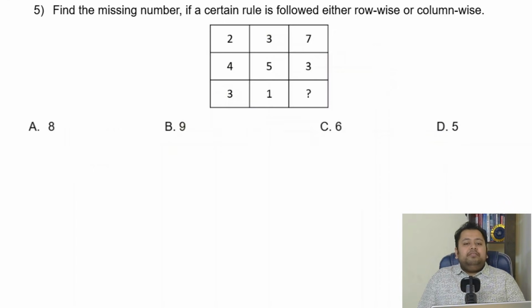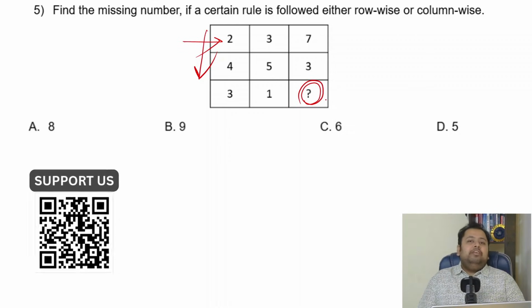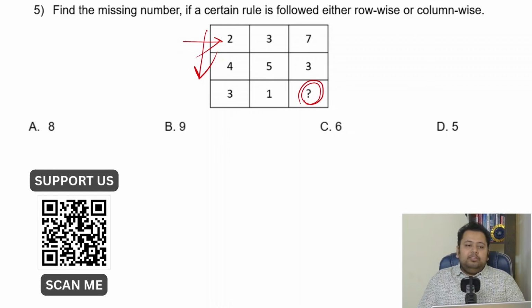Find the missing number if a certain rule is being followed either row wise or column wise. So either row wise or column wise, some rule is being followed. You have to find out what the rule is, and then you have to find out what the answer would be. Right? So pause the video, solve it first, and then look at the solution.